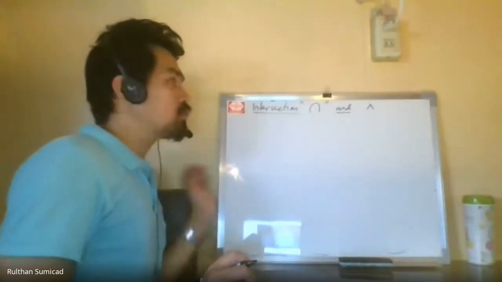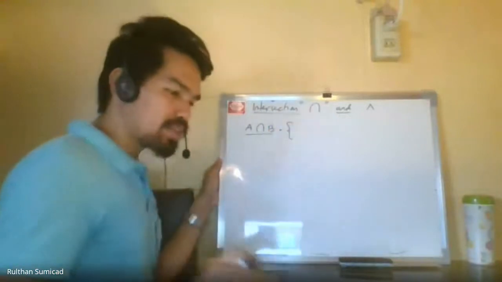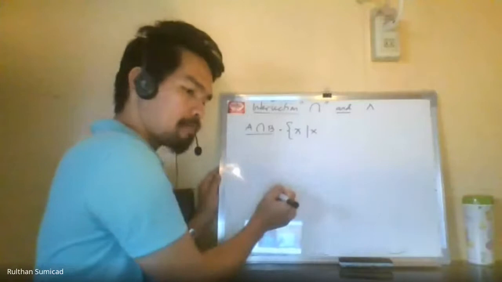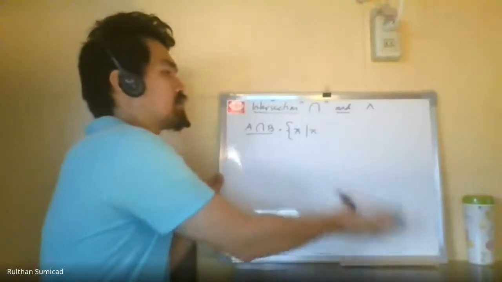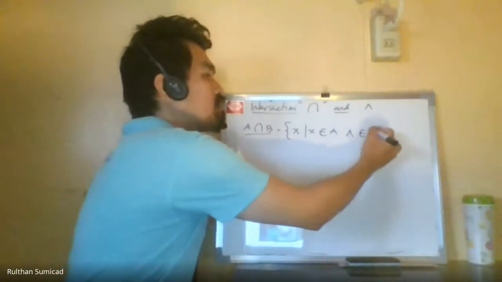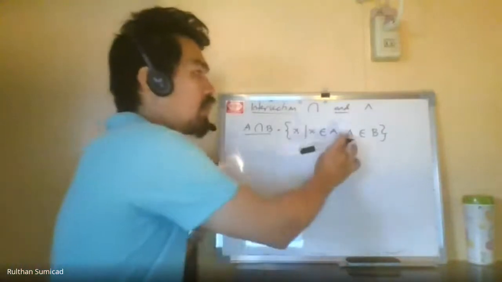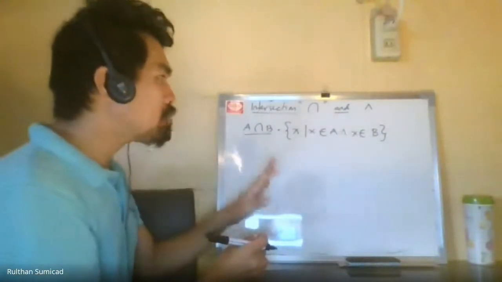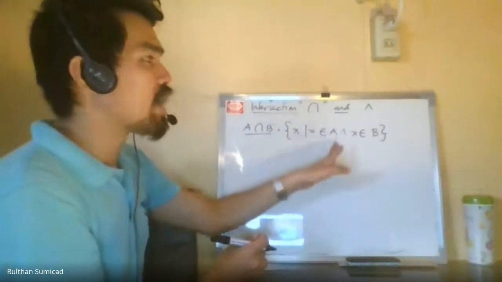Now, if we have A intersection B, symbolically this refers to the set of X such that X is an element of A and X is an element of B. You notice by definition we're talking about a set defined as A intersection B, referring to a set containing an element that is found in A at the same time found in B.